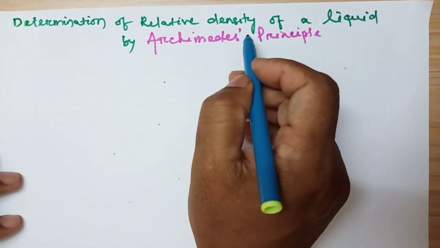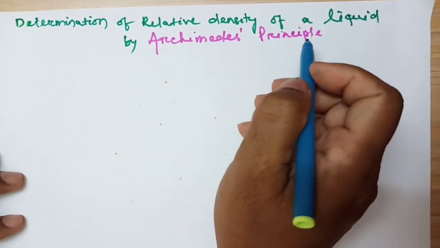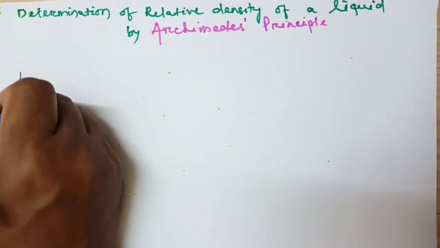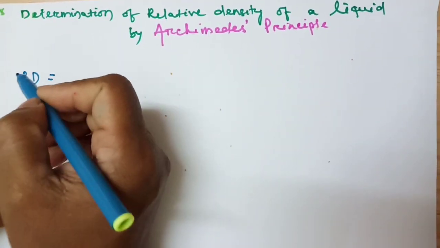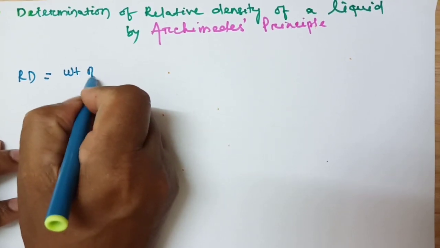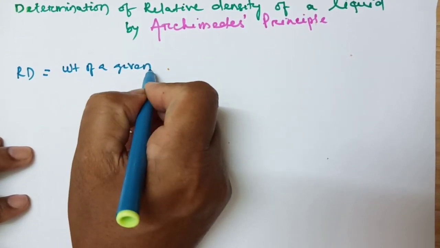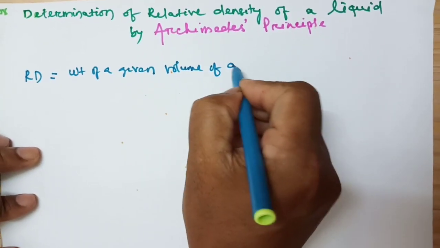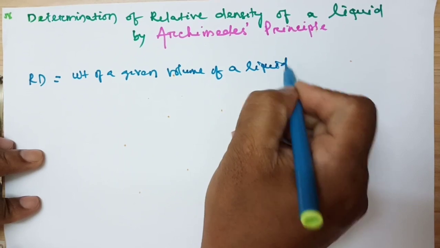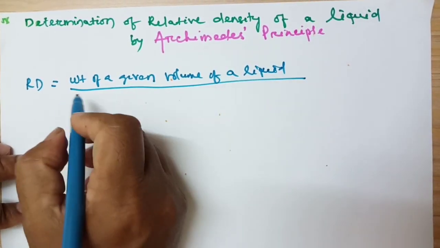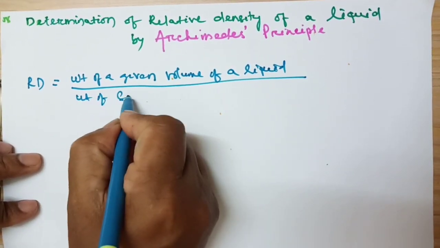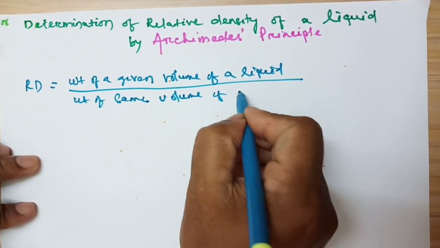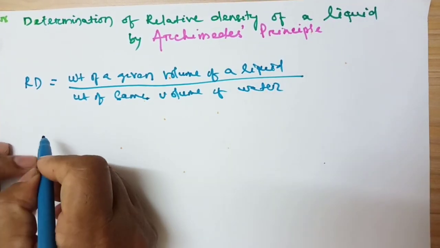Okay, now the determination of the relative density of a liquid by Archimedes principle. So you have to find the relative density of a liquid. According to the definition, relative density is the weight of a given volume of a liquid by the weight of the same volume of water. You know the definition.